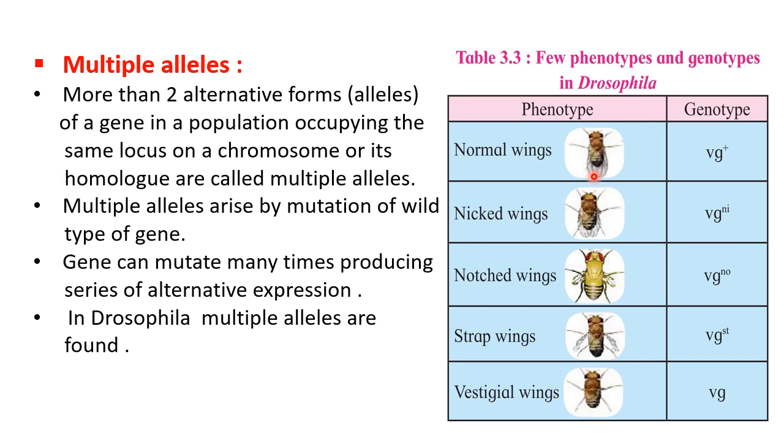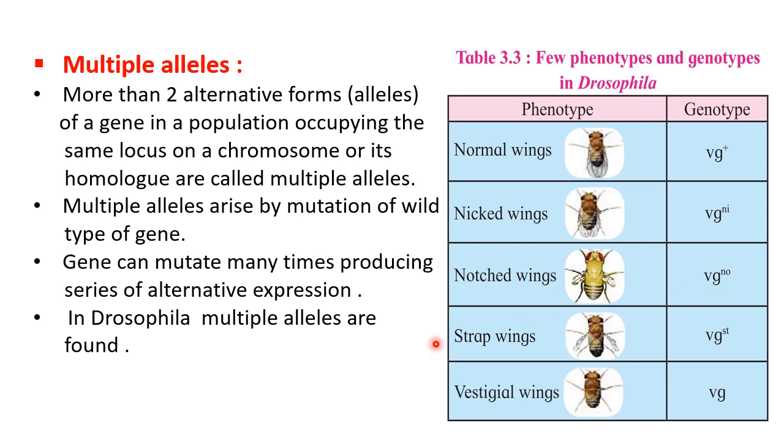Then next we see nicked wings. Nicked wings means they are reduced due to the genes, that is VGNI. Then next we see notched wings. Notch means there are incisions on wings. These notched wings are developed due to the genes VGNO, that is, notch in the wing is developed.